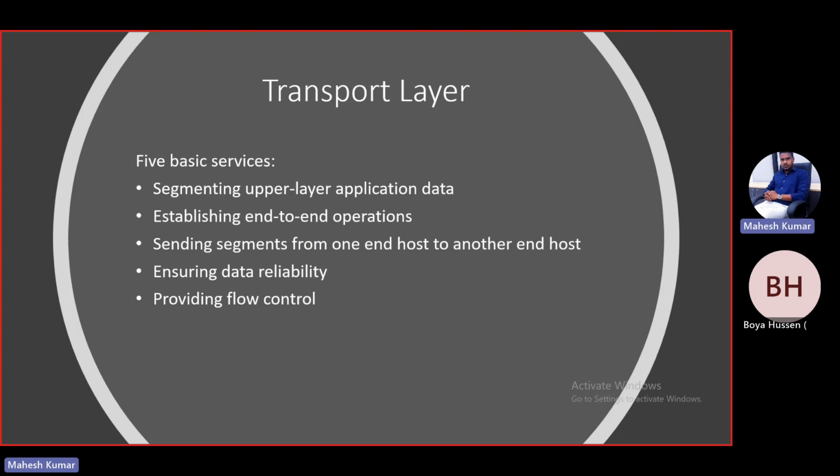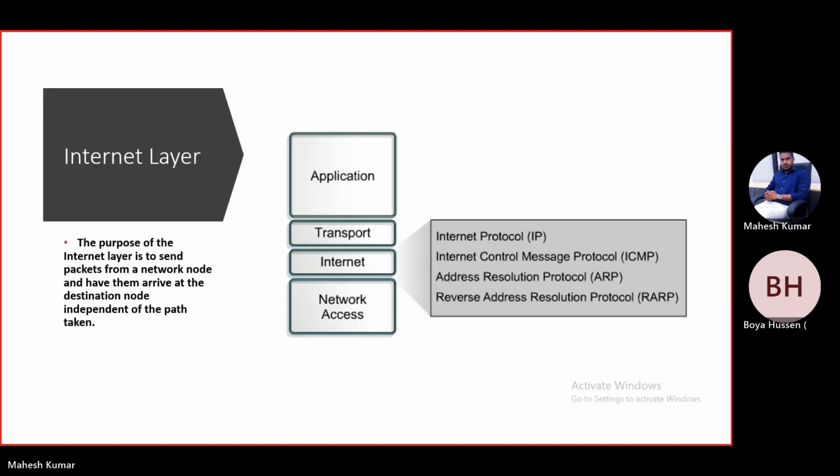Then the transport layer has five basic services: segmentation of upper layer application data, establishing end-to-end operation, sending segments from one end host to another end host, ensuring data reliability, and providing flow control. So the transport layer has the same responsibility as in the OSI layer. In TCP/IP also it has the same responsibility of this transport layer.